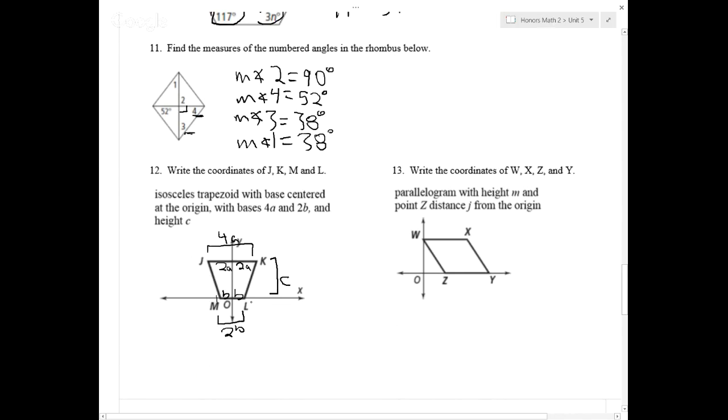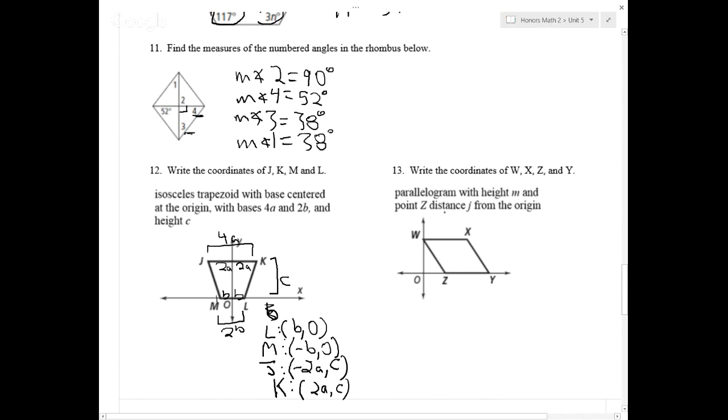So I'm going to go, L goes b units to the right, 0 units up or down. So it's (b, 0). M is going to be negative b units to the left, 0 units up or down. J is going to be negative 2a to the left, c units up. And K is going to be 2a to the right and c units up.